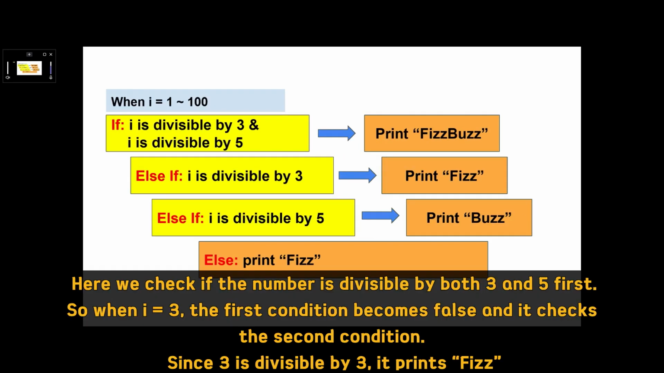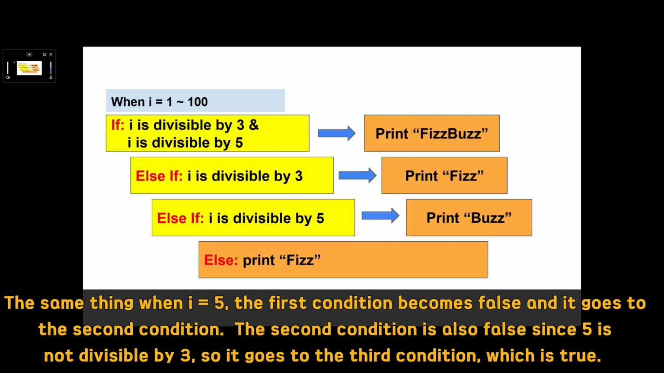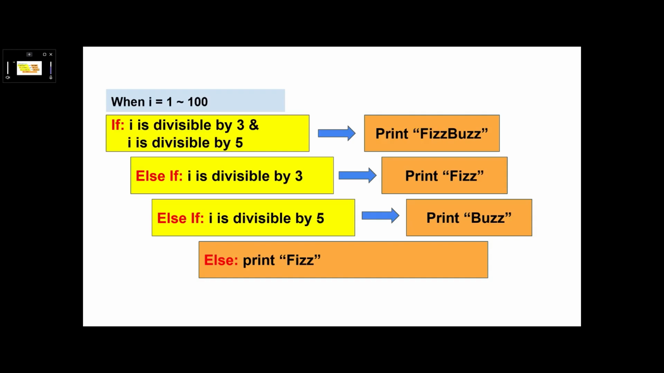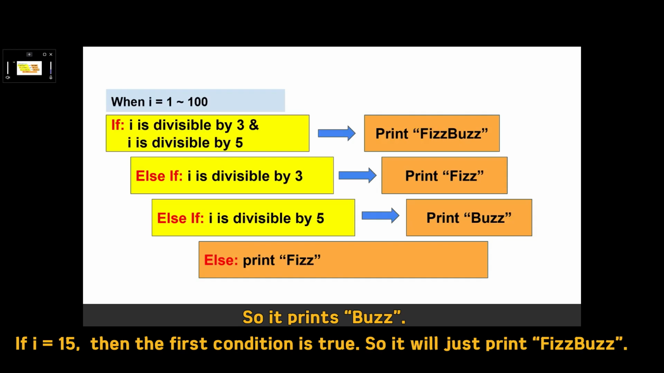Here we check if the number is divisible by both 3 and 5 first. So when I equals 3, the first condition becomes false and it checks the second condition. Since 3 is divisible by 3, it prints fizz. The same thing when I equals 5, the first condition becomes false and it goes to the second condition. The second condition is also false since 5 is not divisible by 3, so it goes to the third condition, which is true, so it prints buzz. If I equals 15, then the first condition is true, so it will just print FizzBuzz.